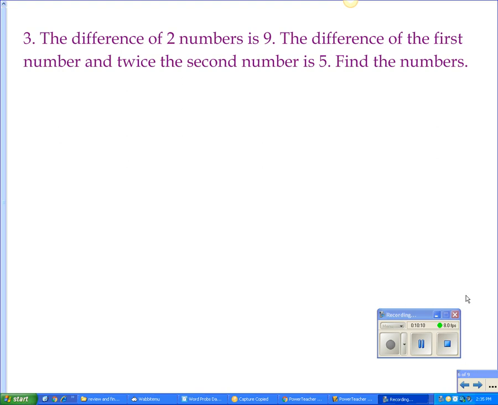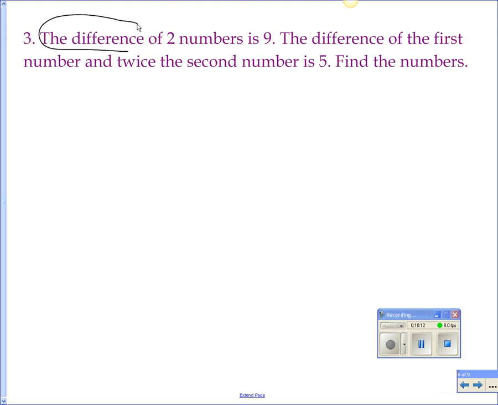Good. Dylan, how do I do the difference of two numbers is 9? How do I write that? Good. When it says two numbers, it's just talking about x and y. For the next one, Andrea, it says the difference. So what do I go ahead and put down? Plus or minus? All right, so difference means I put a minus. So for difference, I put a minus.